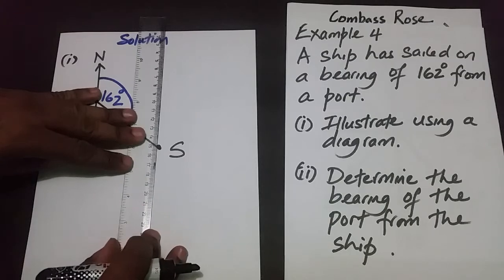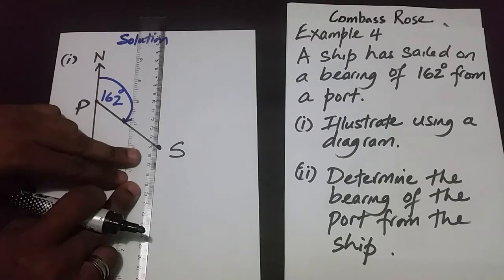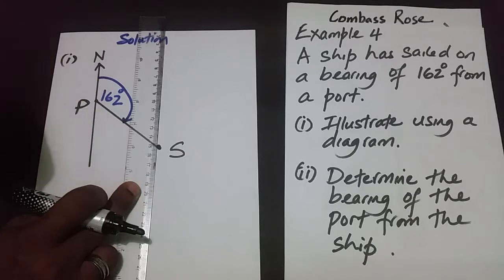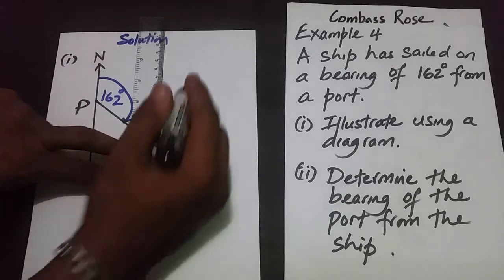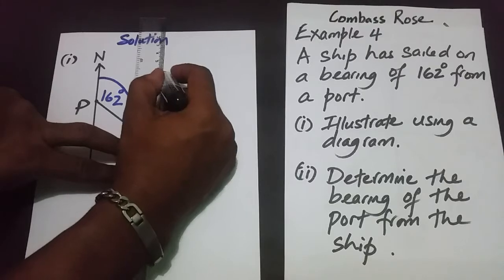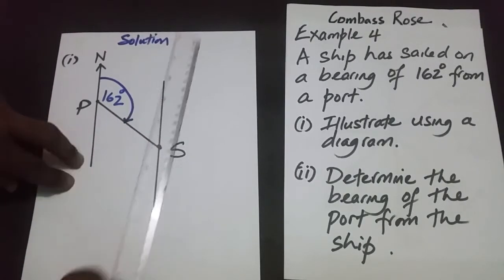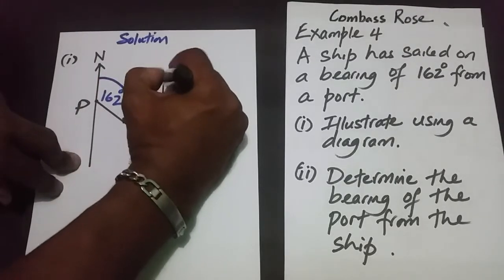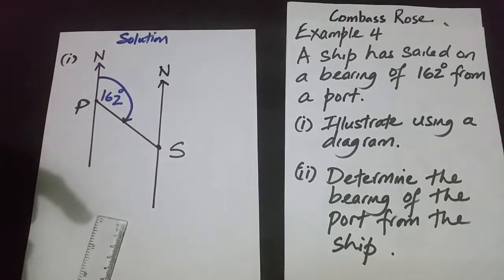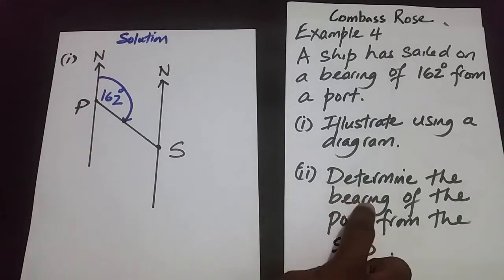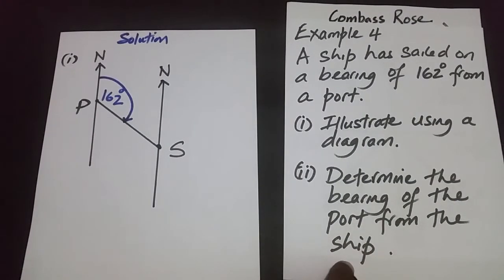And remember now, if you remember the key notes, if we're going to draw a second north line on the page, north lines must always be parallel to each other. So ensure that the two north lines are in fact parallel to each other. So I'm just going to indicate that north line. And again, the reason why I'm drawing a north line through the ship is because they're asking us to determine the bearing of the port from the ship.